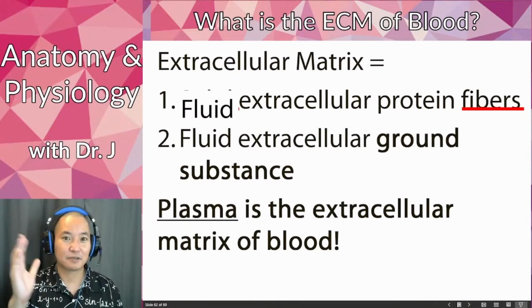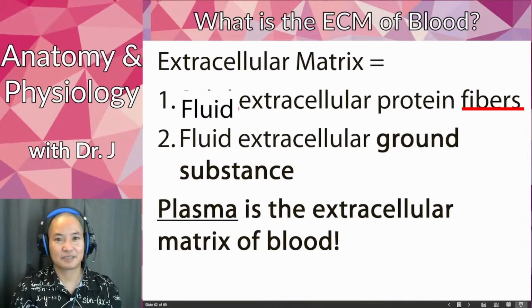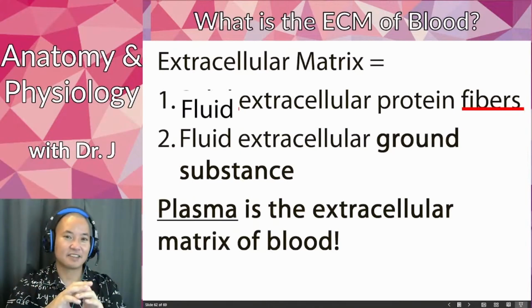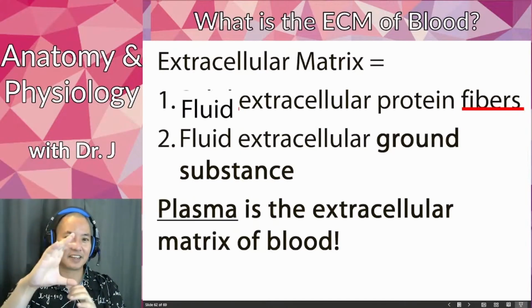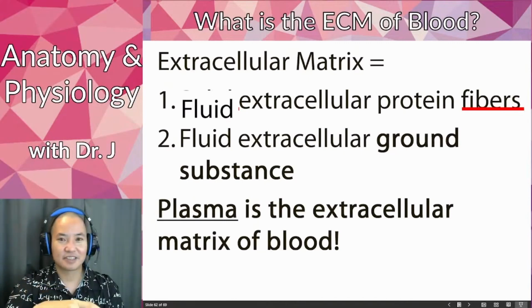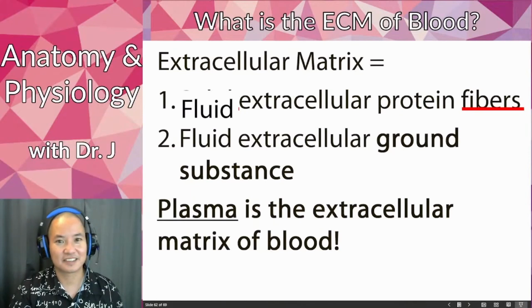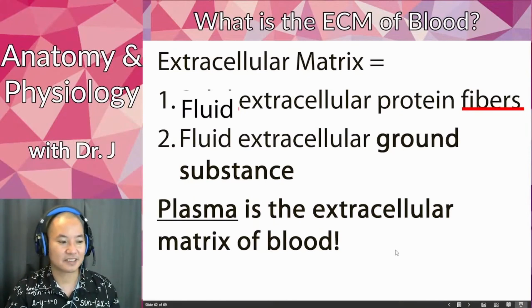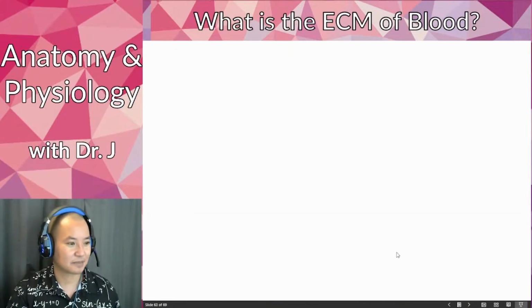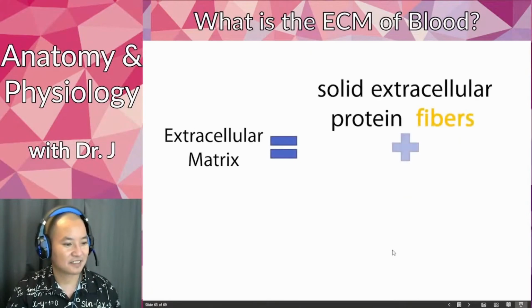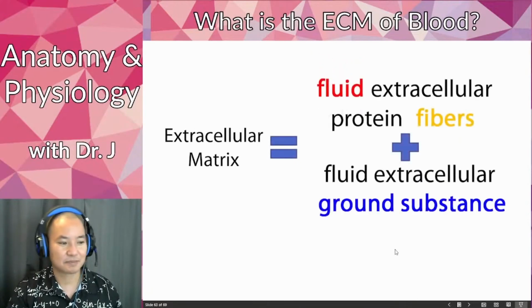So if you take a whole blood sample, have a phlebotomist draw a blood sample and spin it down, you have all the cells on the bottom, but the liquid part, that contains all of that ground substance, all these proteins, all these solutes, and all these electrolytes. So that's what we call plasma. So plasma is the extracellular matrix of blood. So yeah, it still has fibers and ground substance, but instead of being solid, it's fluid.